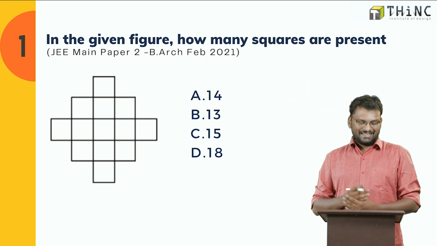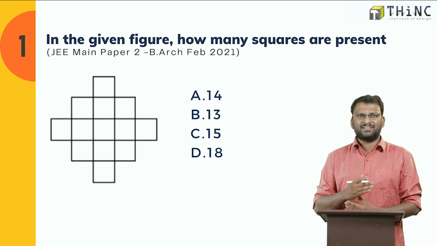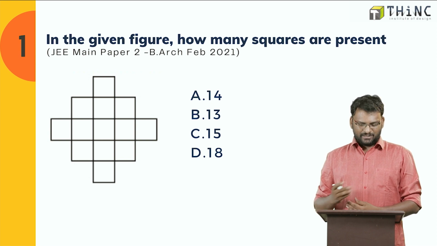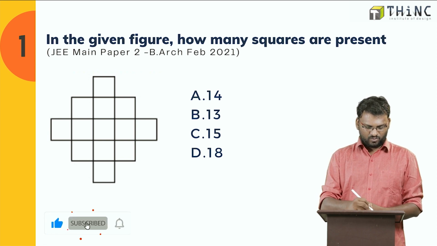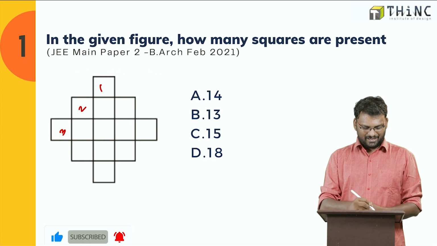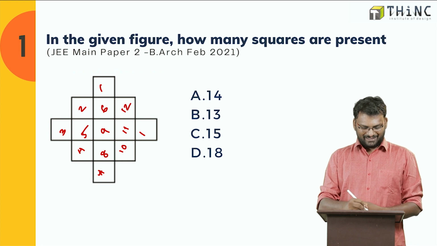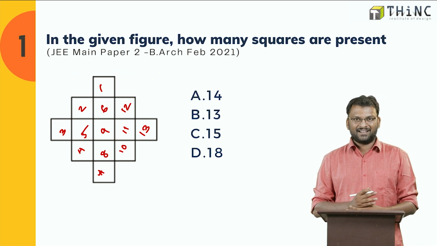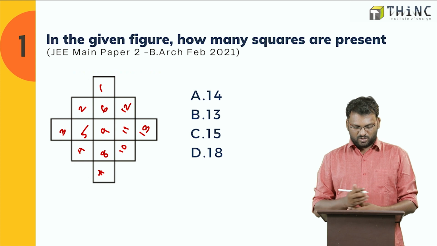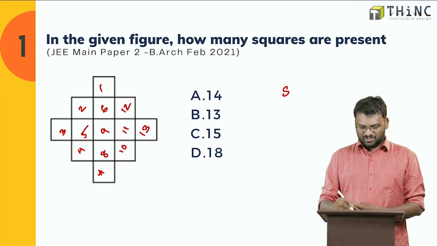Okay, let's count. We can start by counting the simple squares first. Simple squares means the squares having one component. As like this: 1, 2, 3, 4, 5, 6, 7, 8, 9, 10, 11, 12, 13. So single component squares are 13 in number over here.